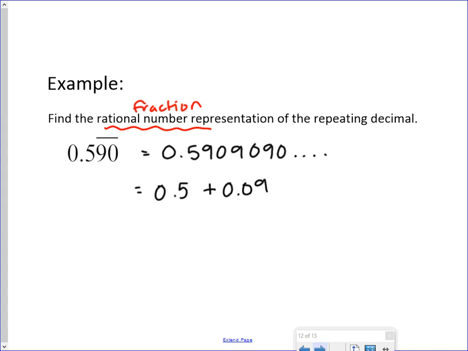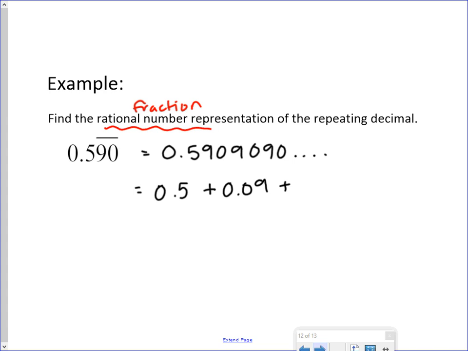So that this 9 is in the hundredth spot. There'd be a 0 and a 9, and if I add those up, I get 0.59. Okay. The next one would be just 0, right? So that's kind of boring. So I'm going to skip that third piece. I'm not going to write plus 0.000. Boring. So I'm going to go to the next 9.